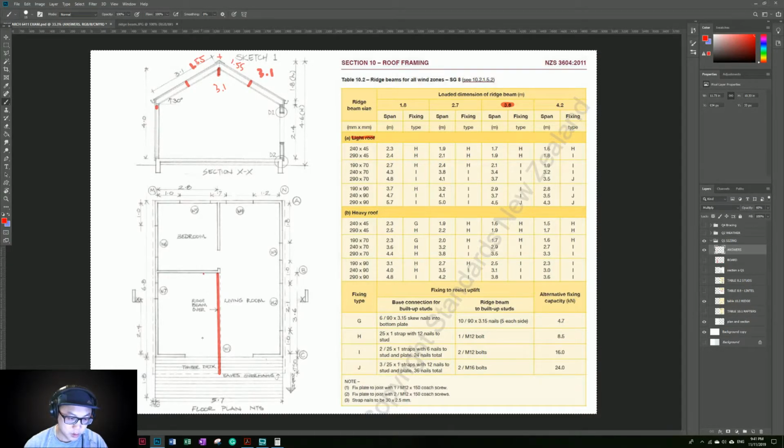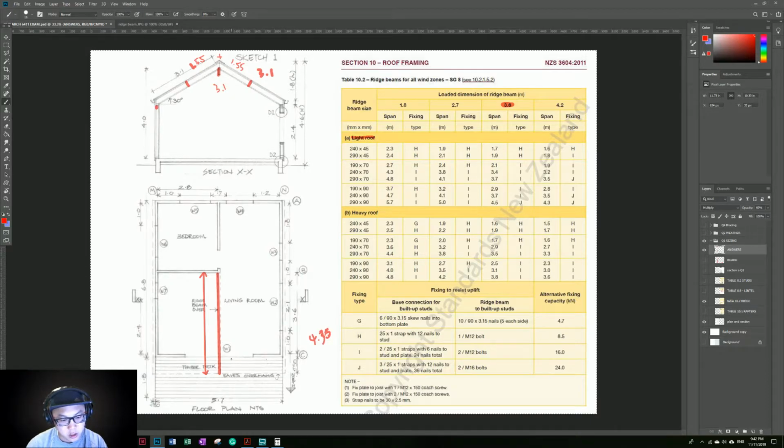So right now the ridge beam is going all the way from here to here. So that'd be like 3.6 plus 750, so we'd get 1 meter 1.5. Yeah. No, 4.3. 4.35. So that'd be the maximum length of the ridge.